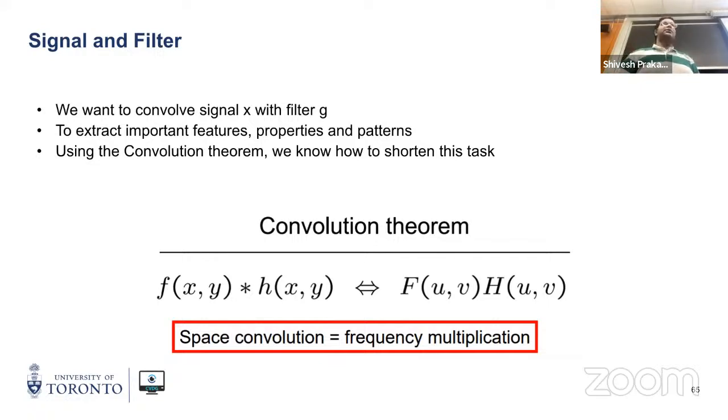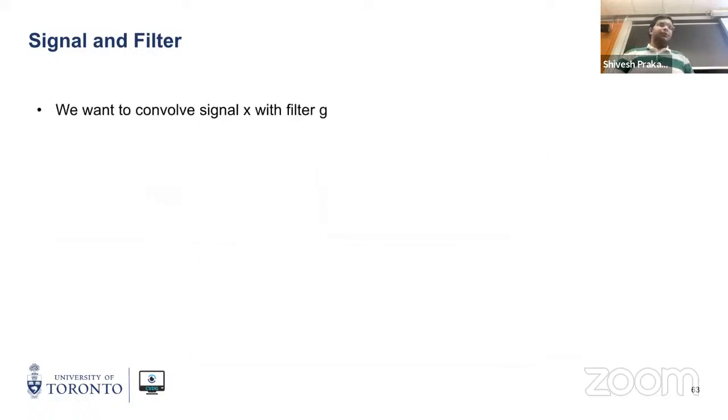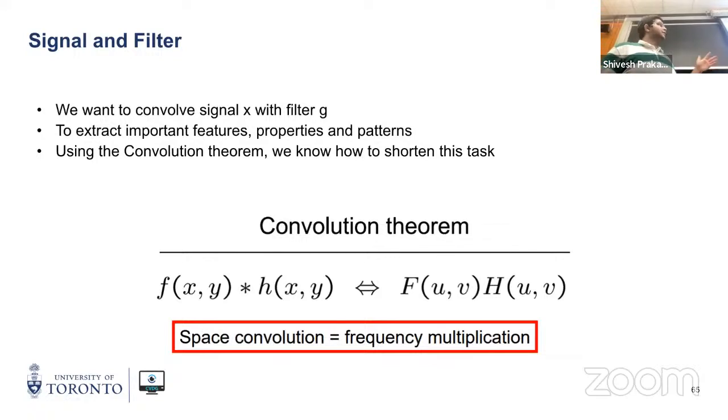Is everyone good till now? Or anyone have any questions? Okay. So we talked about the convolution theorem, where if we want to convolve, in this case, X with G, it basically means taking the Fourier transform of X and multiplying it with the Fourier transform of G. Now, since we already defined G and theta in the Fourier domain, we don't need to convert them. So we can just take it directly to be Fourier of X times G.